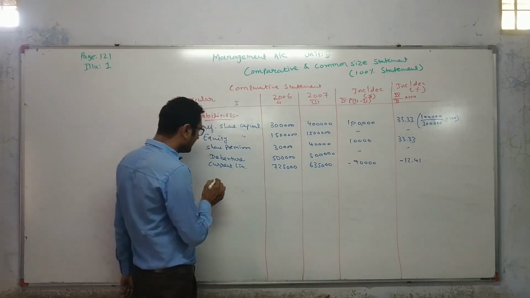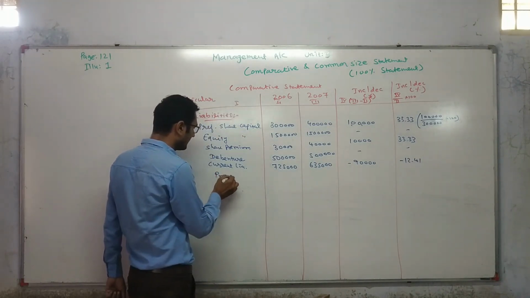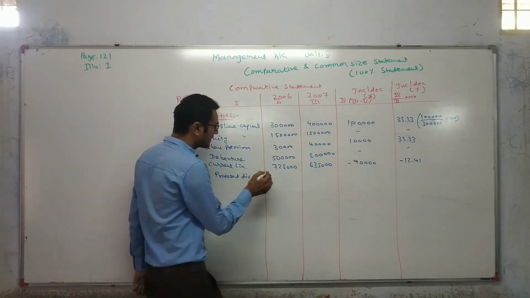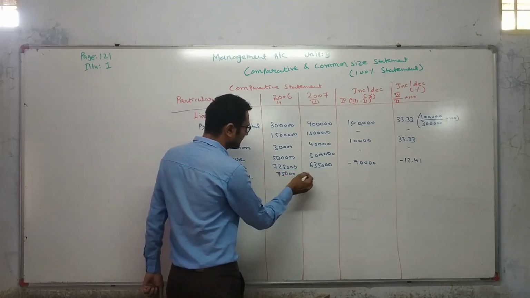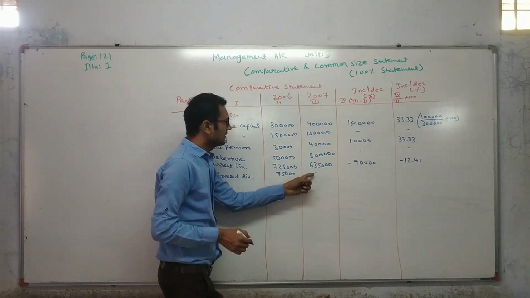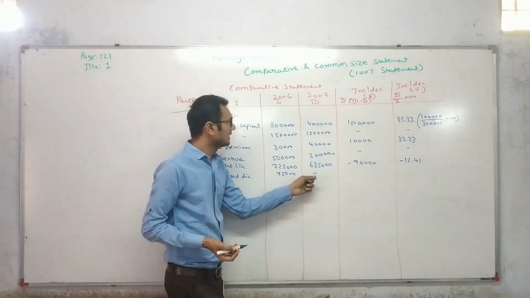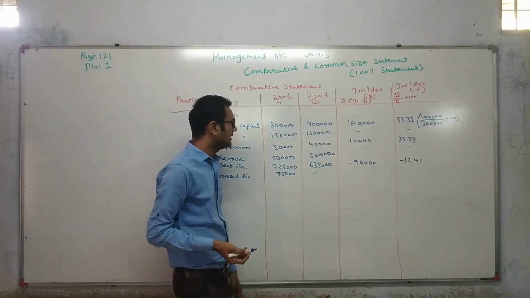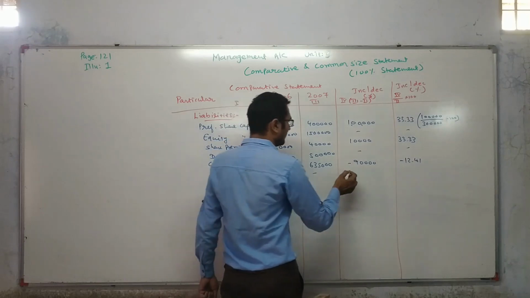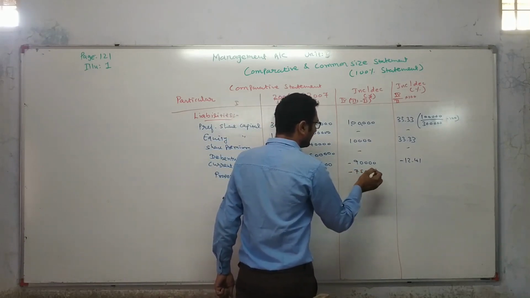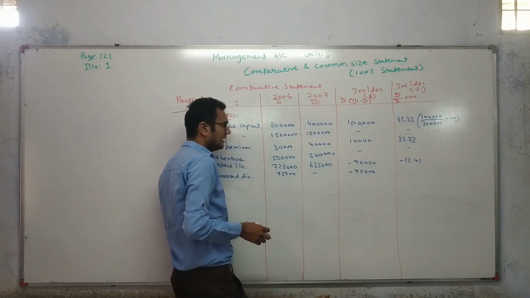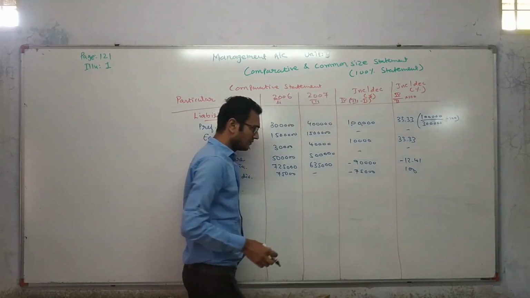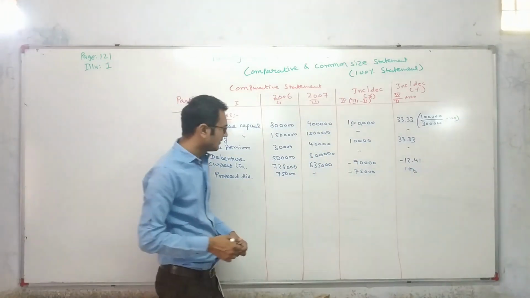And proposed dividend. Now proposed dividend 75,000 and dash. That means it was 0 in 2007. And in 2006 it was 75,000. So minus 75,000. And 75,000 divided by 75,000, that means 100%. So minus 100%.